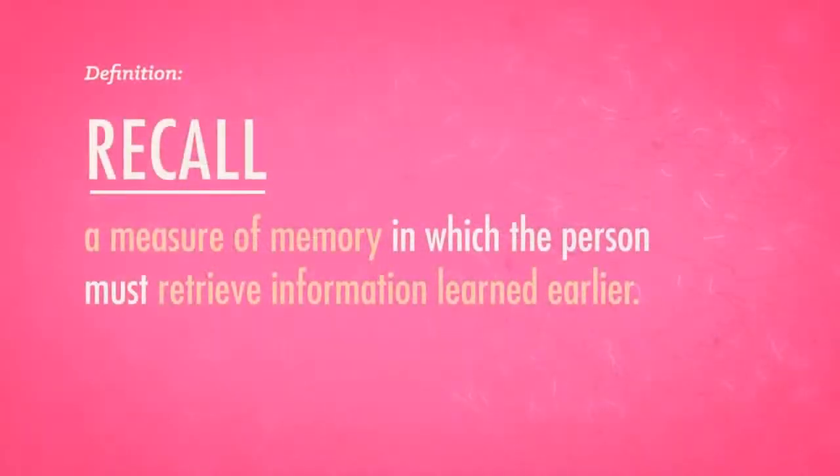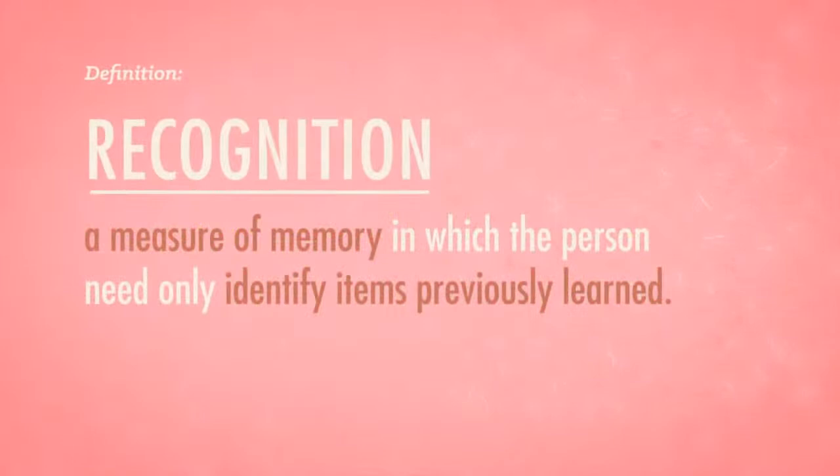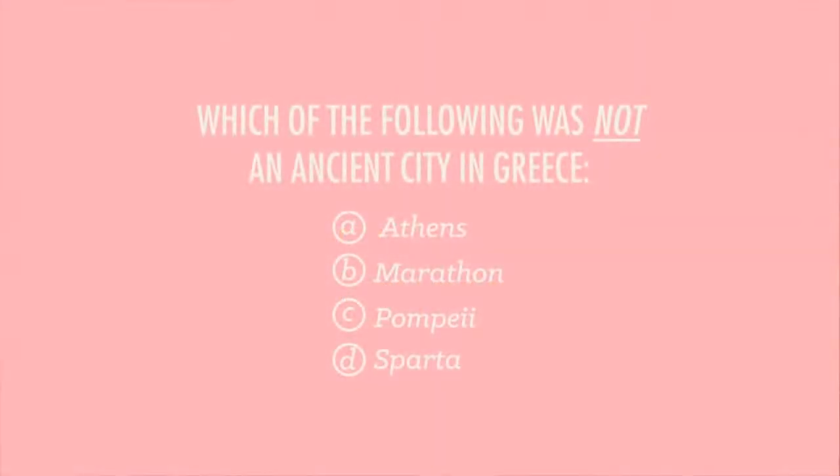Like, recall is how you reach back into your mind and bring up information, just as you do in fill-in-the-blank tests. So if I say blank is the capital of Greece, your brain hopefully would just recall the answer as Athens. Recognition, meanwhile, is more like the multiple choice test. You only need to identify old information when presented with it, as in which of the following was not an ancient city in Greece: Athens, Marathon, Pompeii, or Sparta.